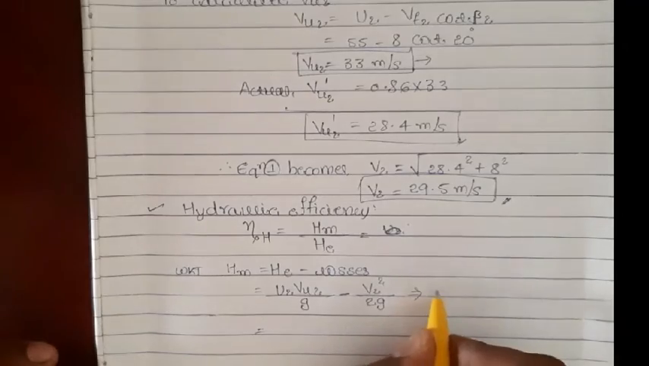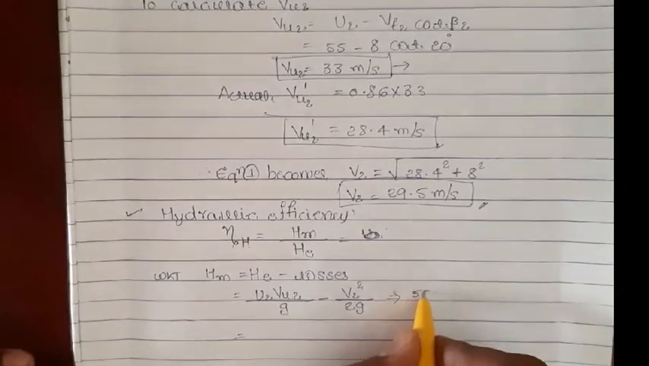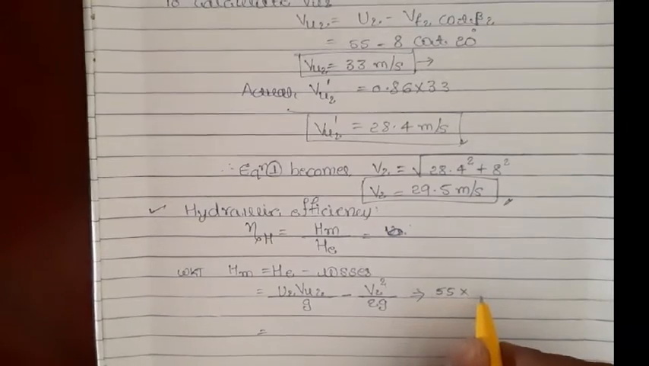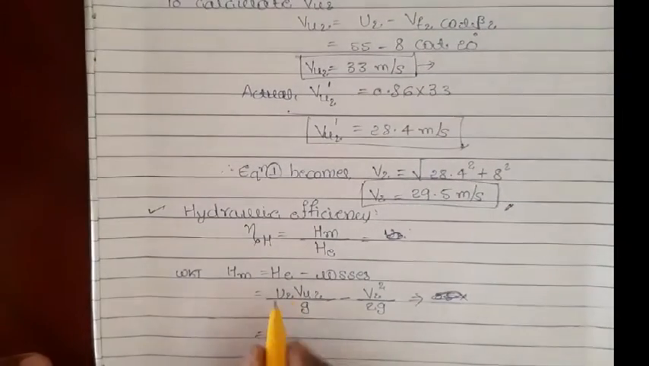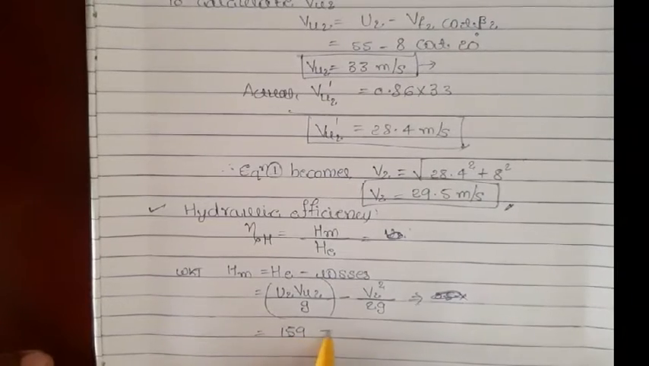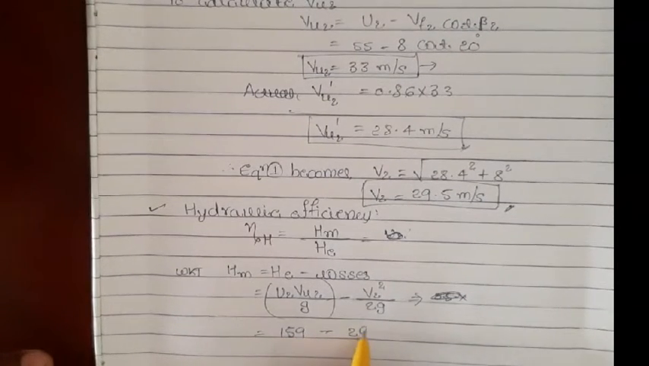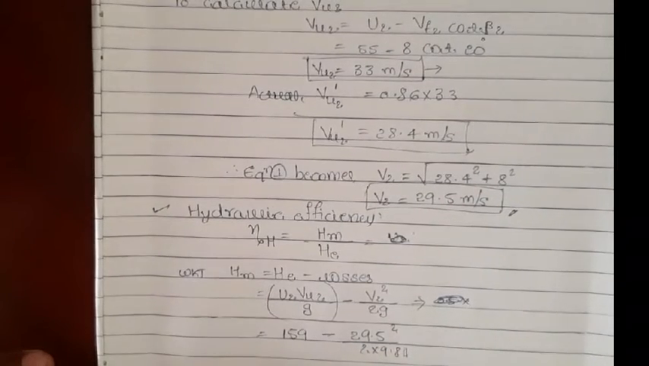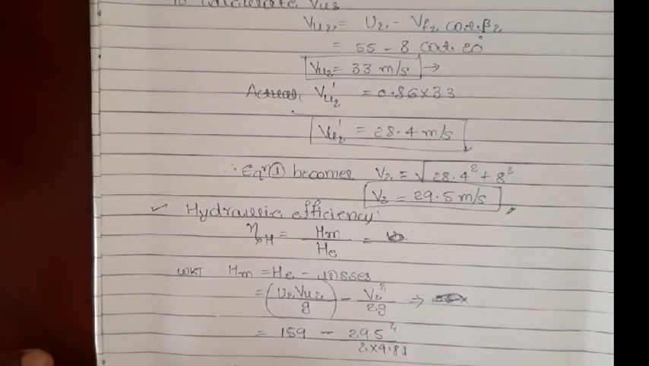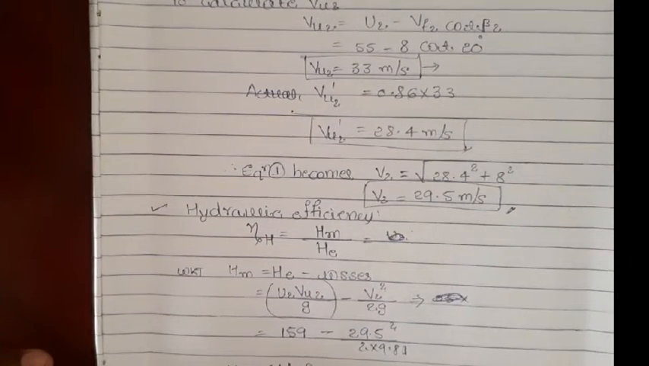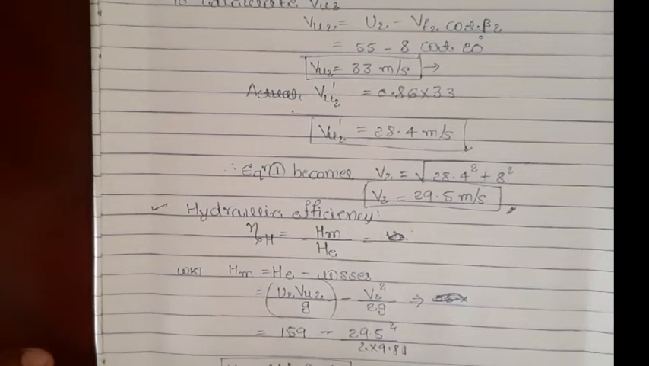U2 into Vu2. Since I have this value already, the actual value is 149 meter, right? Minus V2 square. V2 I just calculated, 29.5 whole square divided by 2 into 9.81. So I will get the manometric head as 114.8 meter. Okay, this is the manometric head.